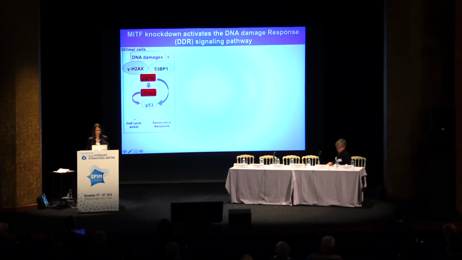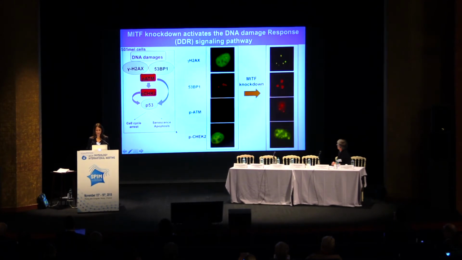For those who are not introduced, very briefly, DNA damage induces the recruitment of sensor proteins such as the activated form of H2AX, called gamma H2AX, and 53BP1. That creates a sort of platform to recruit effector proteins, such as ATM and CHEK2, that with P53 coordinate the cell cycle arrest and DNA repair, if it is possible, otherwise cells enter senescence or apoptosis. In these immunofluorescence experiments, you can see that MITF knockdown triggers DNA damage, and the recruitment at sites of damage of gamma H2AX, 53BP1, and the activated form of ATM and CHEK2, that are phosphorylated here and recruited at these sites.